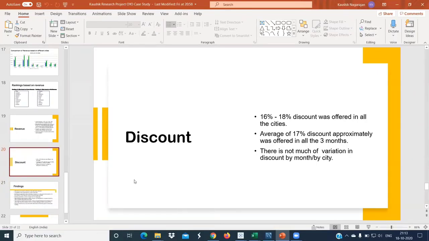Talking about the discount, 16 to 18% discount was offered in all the cities. An average of 17% discount was offered in all 3 months. There is not much variation in discount by month or city, which is why I have not shown a bar graph for discount.